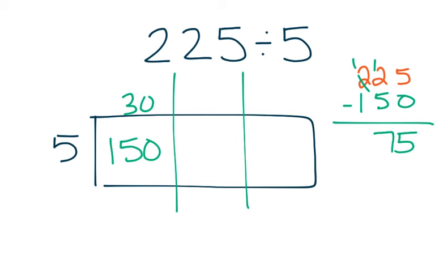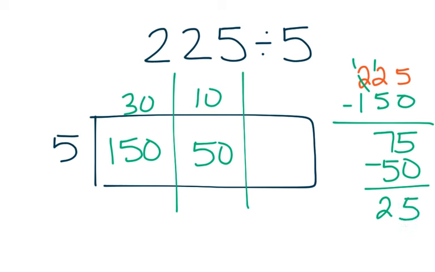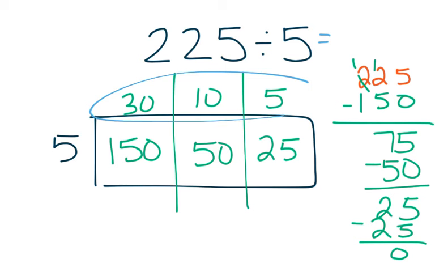I'm going to go to 5 times 10 next. 5 times 10 gives me 50. I'd subtract 50 from 75, and I'd be left with 25. And then I know that 5 times 5 gives me 25, so I'd subtract my 25 and be left with 0. All I need to do to get my quotient is add all of my numbers on top up. 30 plus 10 plus 5 gives me 45 as my quotient. And again, I can always check my work with multiplication.